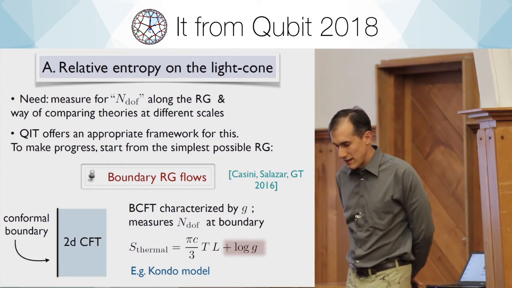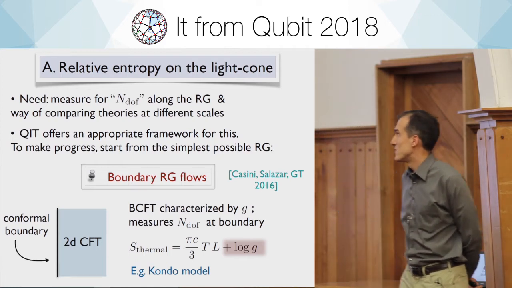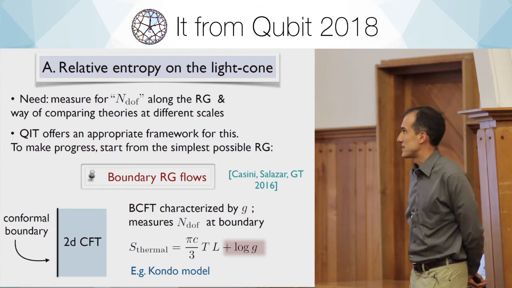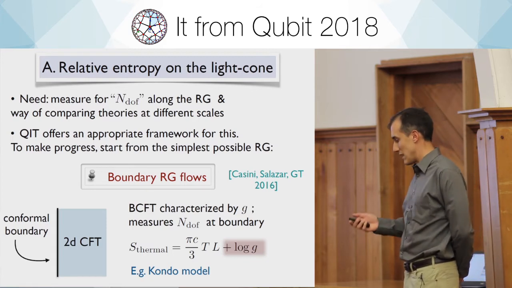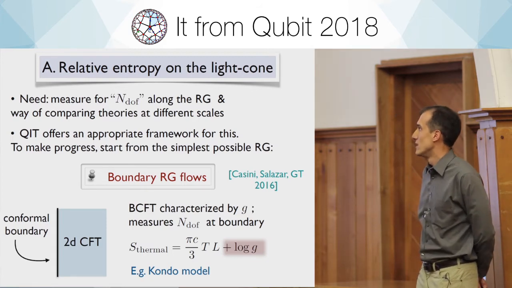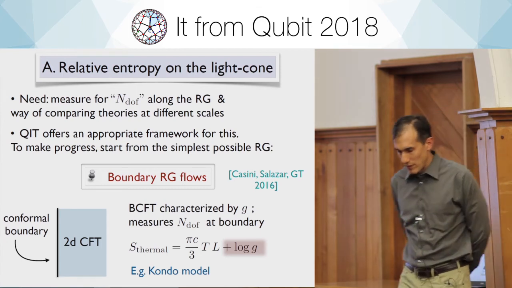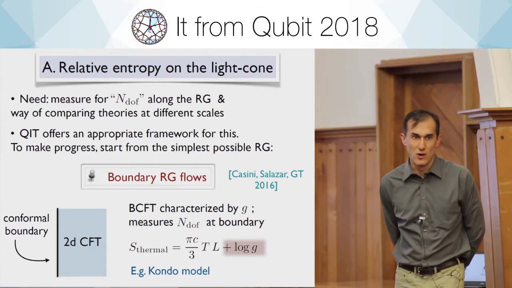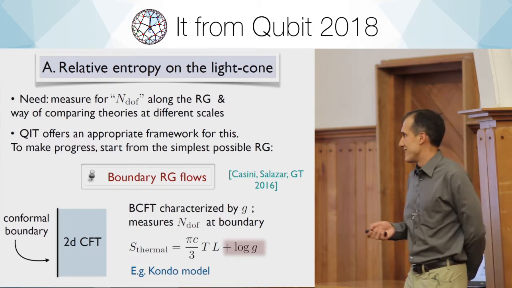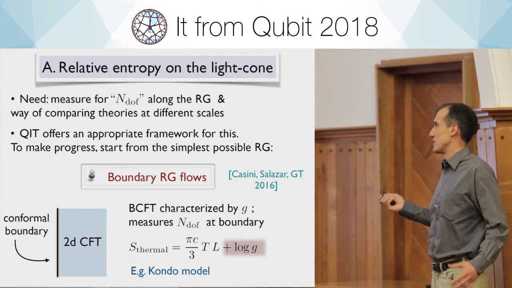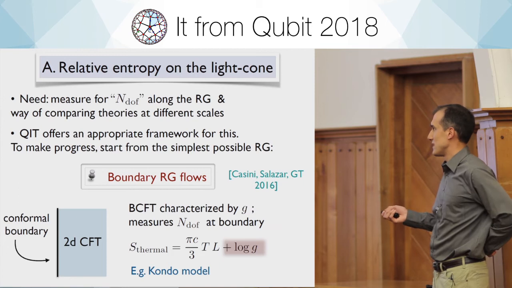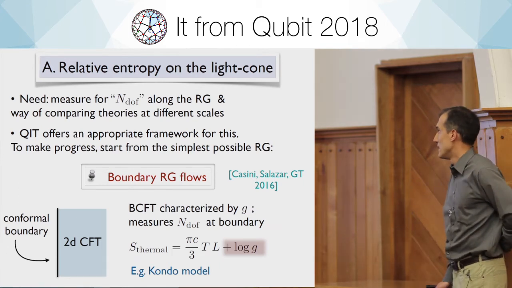So we want to see how we can use quantum information theory to address some of these questions about the RG. So how is it that it's the natural framework to do that? And to that, we thought about starting with the simplest possible RG flow. It's kind of maybe a special starting point, but we actually got intuition from there, which is this boundary RG flow. So I'll describe briefly that for you.